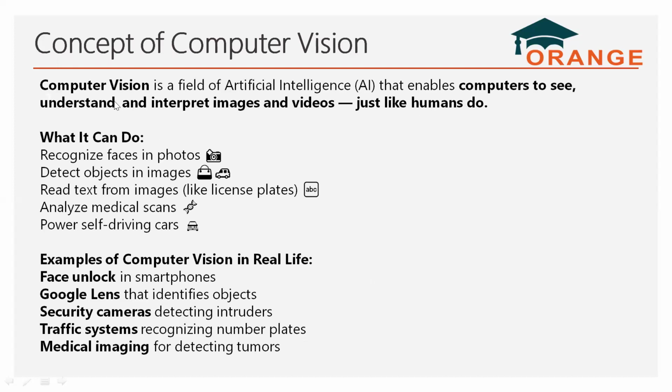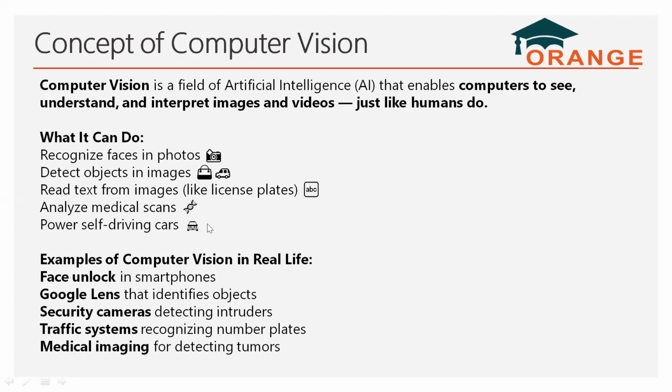So computer vision is a field of artificial intelligence that enables computers to see, understand, and interpret images and videos just like humans do. This is all about computer vision.